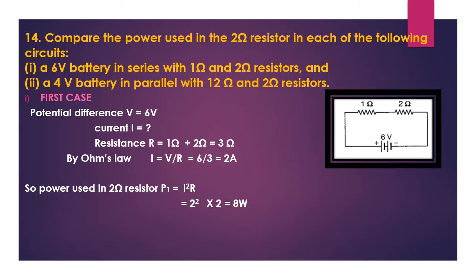Children, the current that is flowing through the 1 ohm resistor is the same as the current that is flowing through the 2 ohm resistor since they are in series. So let us find out the effective resistance. So potential difference is 6 volt, current I we have to find. Combined resistance R is equal to 1 plus 2 ohm, that is 3 ohm, and the total current I is equal to V by R is equal to 2 ampere. So the power used in the 2 ohm resistor is I square R, that is 2 square into 2, that is 8 watt.